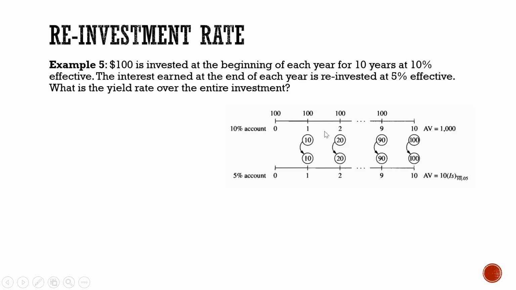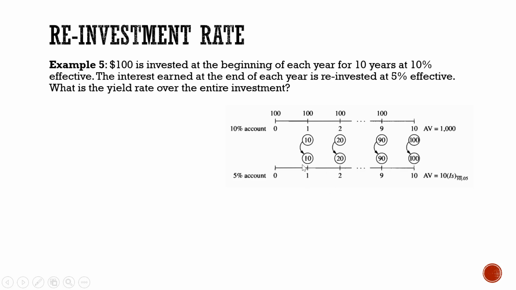And similarly, totally for the first account the accumulated value is $1,000, because we invested $100 at the beginning of each year for 10 years. And all of the interest was withdrawn and reinvested into the second account. So the accumulated value of the first account is $1,000. Now we look at the second account.